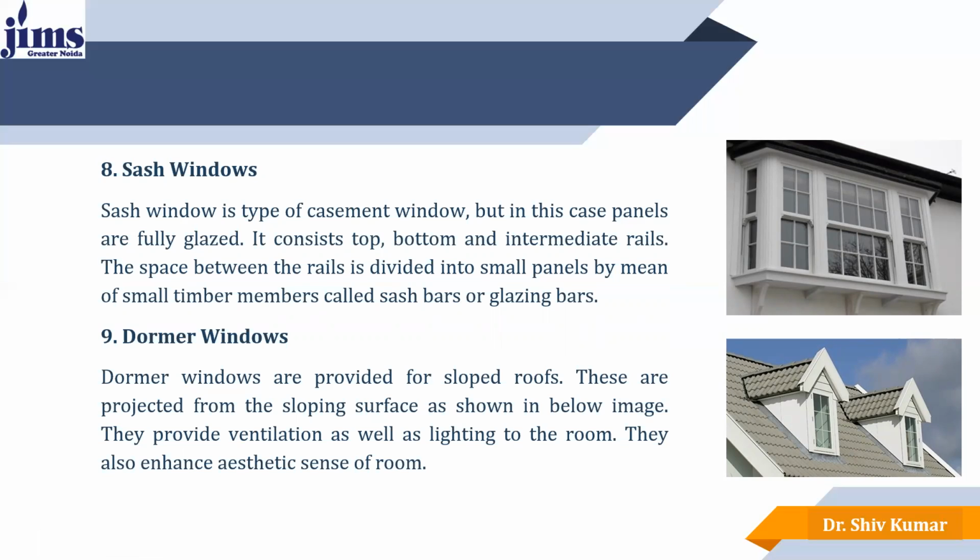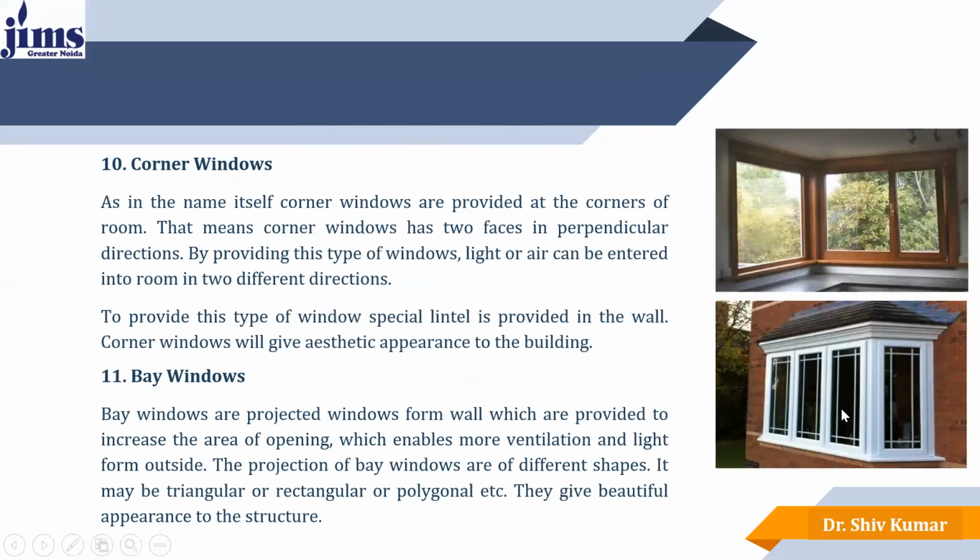The next is dormer windows. Dormer windows are provided at the sloped roof. These are projected from the sloping roof as shown in the image. They provide ventilation as well as light in the room. They also enhance the aesthetic sense of the room. Here you can see the dormer windows. In Italian architecture, it is very important.